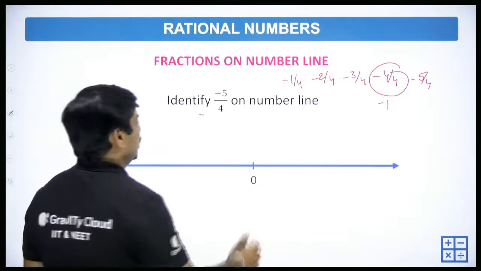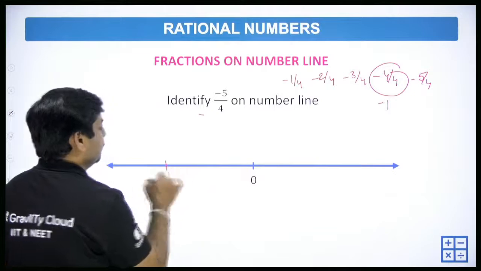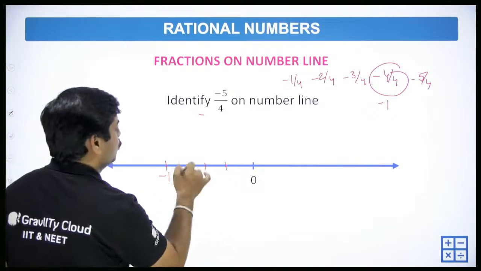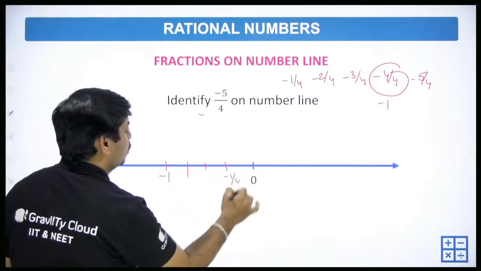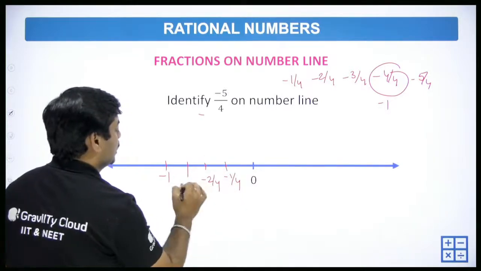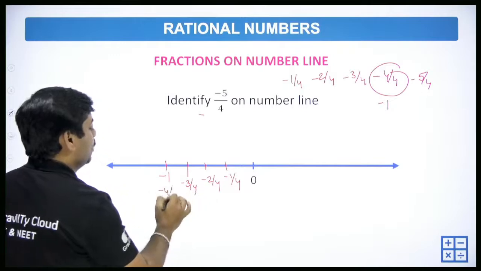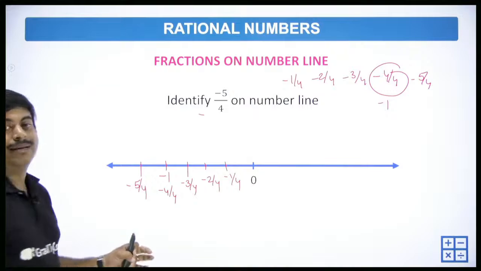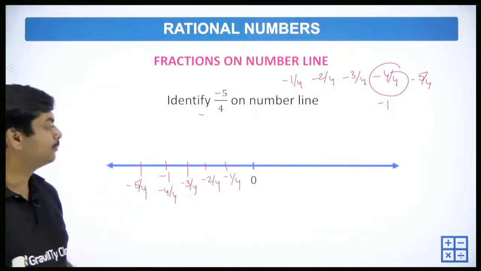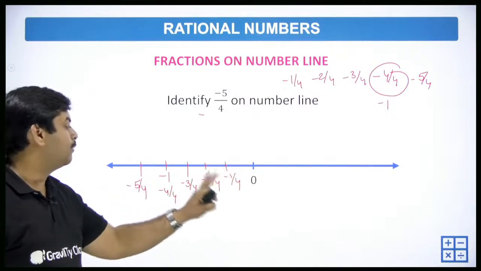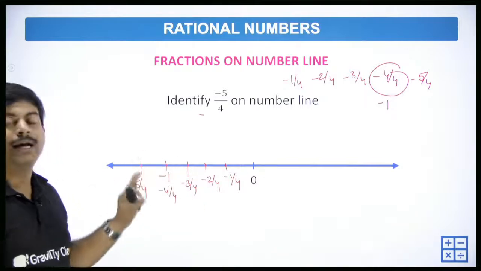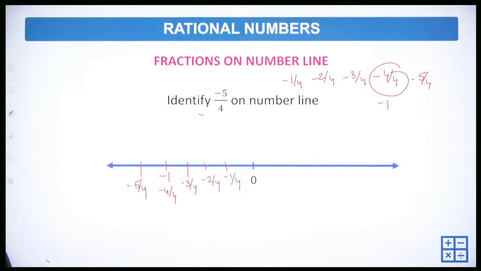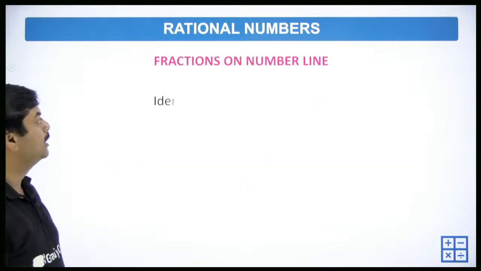So 0. Now come back to minus 1. Minus 1, and divide this into 4 parts: 1, 2, 3. The very first one is minus 1 by 4, the next one minus 2 by 4, next minus 3 by 4, minus 4 by 4, and after that you will get one more number of the same distance, which is minus 5 by 4. Minus 1 by 4, minus 2 by 4, minus 3 by 4, minus 4 by 4, and minus 5 by 4. Right. So let's try to discuss some more applications based on all this.